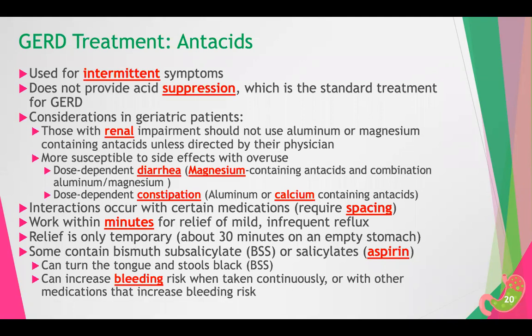Another thing to note is that some of the antacids contain bismuth subsalicylate, or salicylates, which is another word for aspirin, and the bismuth can turn the tongue and stools black. It can also increase bleeding risk when taken continuously or with other medications that increase bleeding risk. So that is something we definitely want to be mindful of with our older populations.